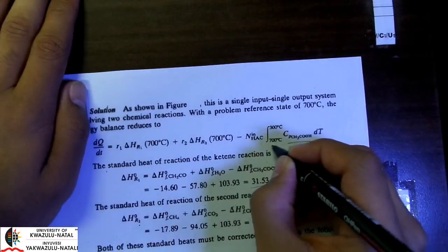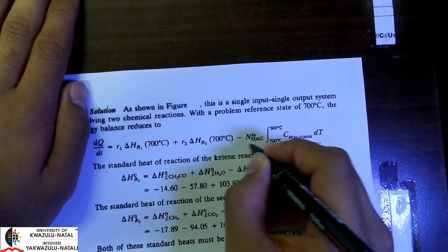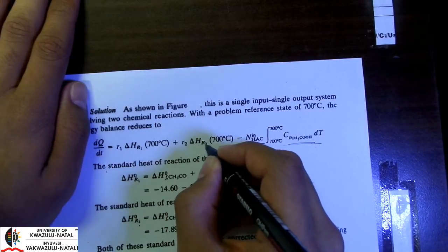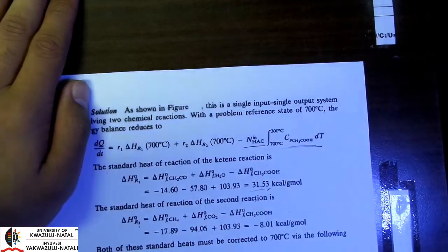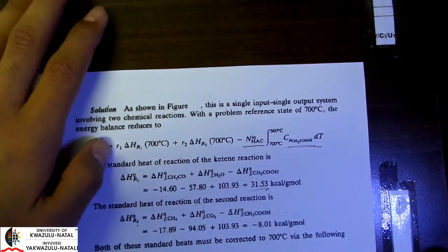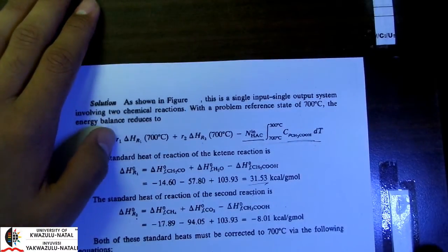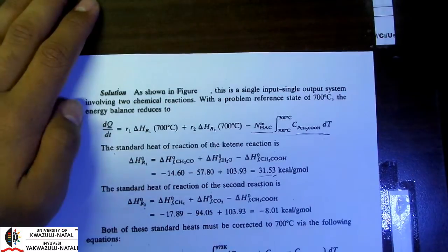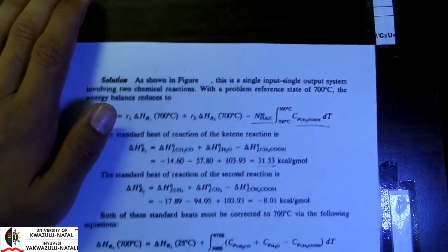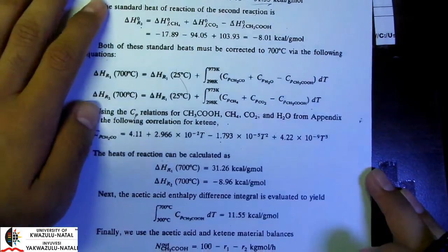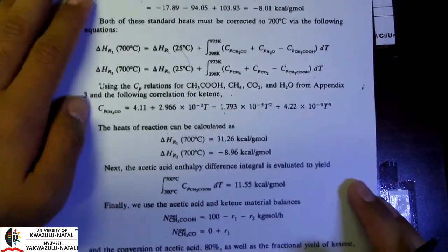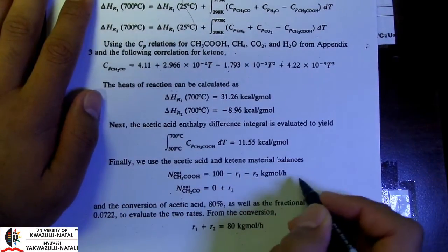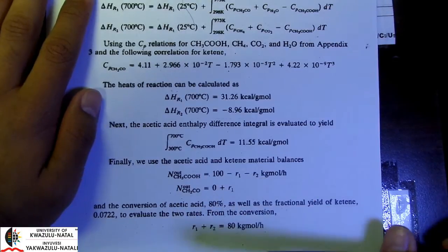So ultimately I have evaluated this integral. I know my input. I've evaluated the delta HR2 and delta HR1 at 700 degrees. Now all that's left is to evaluate my R1 and R2, and that can be obtained by using my material balance knowledge, by making use of my conversion and my yield. That's a simple material balance and solving simultaneously.